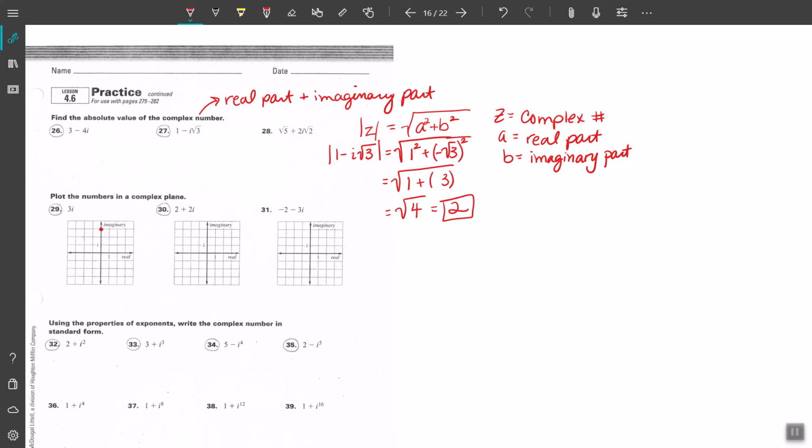Do the same thing on 30. Here we have a real part though. So we're going to go over to 2 on the real axis, and we're going to go up 2i on the imaginary axis and plot our point there.